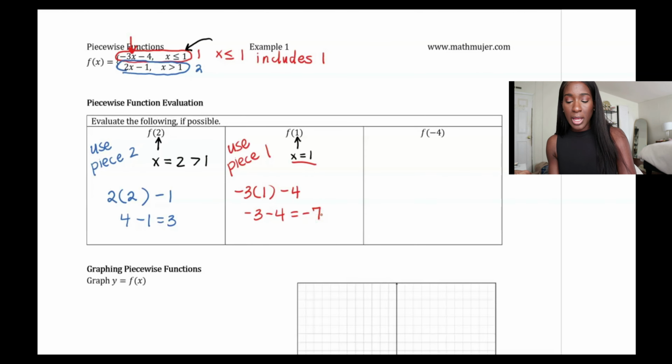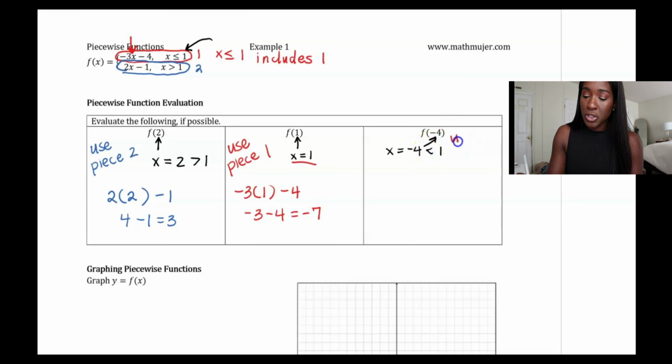Now we're on to our last problem in the piecewise evaluation part, f of negative 4. We want to plug the x value of negative 4 into this function. So we have to decide which piece we use, the first piece that works when x values are less than or equal to 1, or the second piece that works when x values are greater than 1. That is, negative 4 is less than 1. So that falls into the first piece. So we're going to use piece 1 to evaluate this.